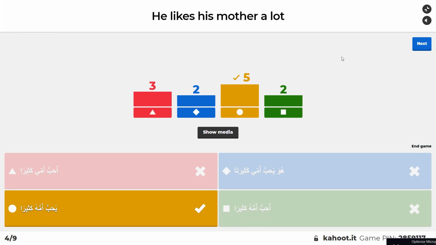He likes his mother a lot. Yuhibbu is he likes. I could say huwa yuhibbu or yuhibbu. Yuhibbu has huwa already in it because of the starting ya. Ummuhu is his mother. So huwa becomes hu when it's the possessor. Yuhibbu ummuhu kathiran. He likes his mother a lot.